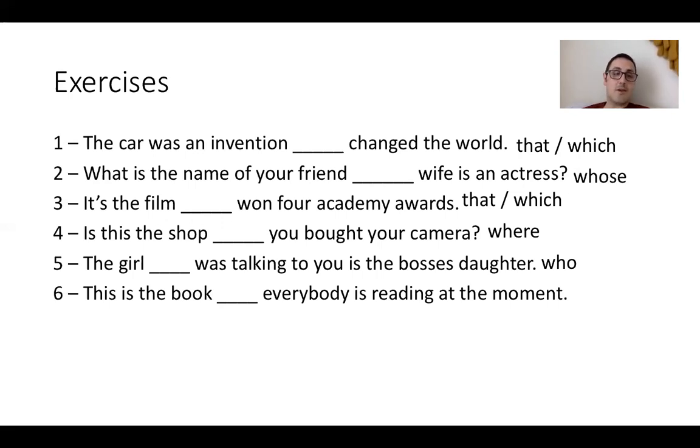And then the last one, number 6, this is the book. And a book, again, is a thing. It's an object. So it's going to be that or which everybody is reading at the moment, okay? So I'll come back to you. So that's basically defining relative pronouns, okay? And that concludes the lesson for today.